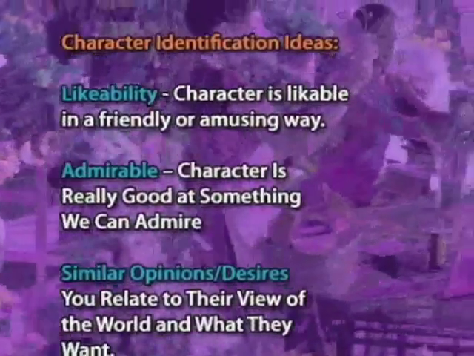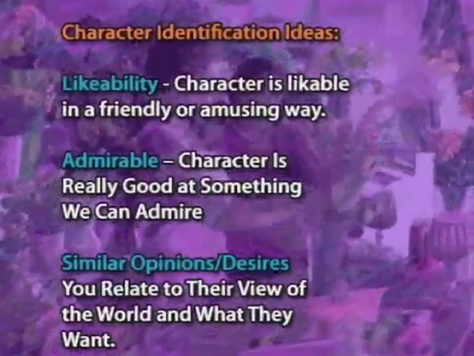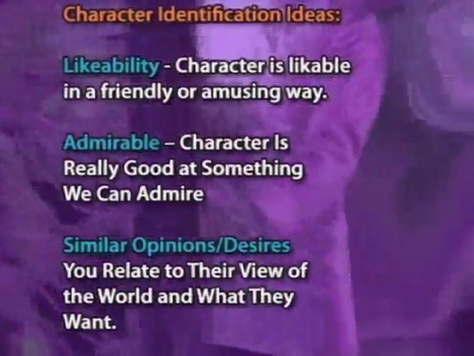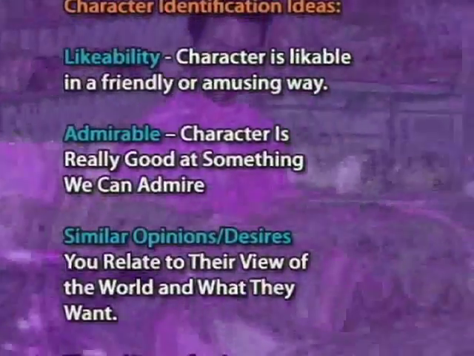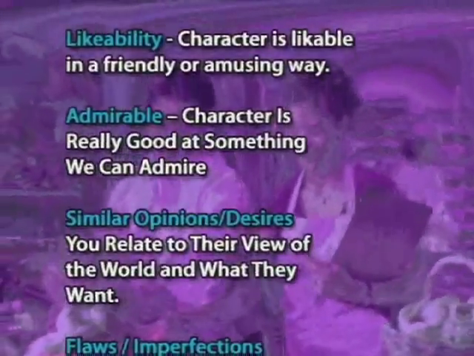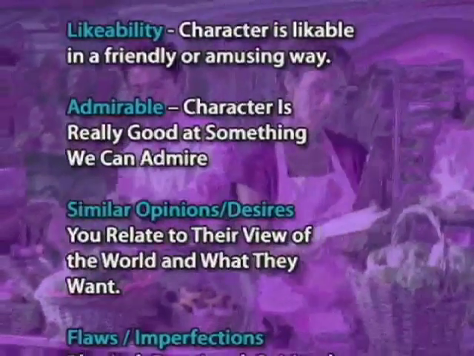The second one is admirable. The character is really good at something we can admire. So this could be their profession, maybe they're a champion golfer, or they're really good at something that you can admire. Maybe they're a really good parent. They have something going on that's admirable.